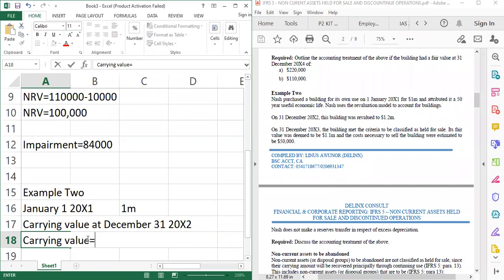Yes. So the cost is 1 million minus what? How would we get the depreciation? It is 1 million over 50 times 2, isn't it? Yes. Okay, so 1 million over 50, it will be 40,000. Understand? Okay, 1 million over 50 times 2.